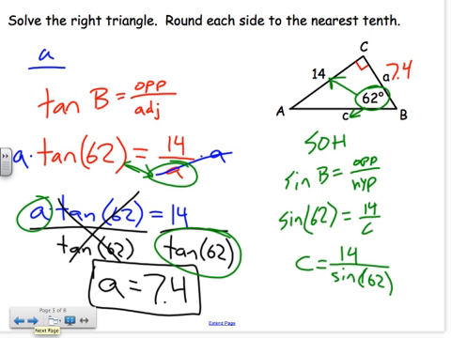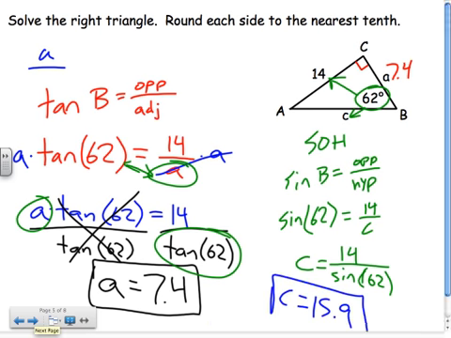Multiply by C on both sides. And so I'm going to go 14 divided by sine of 62, and we get 15.9 after I round up. So there we go, we solved for the two sides. And if I wanted to find the third angle measure, that's pretty easy because the triangle adds up to 180. So I know that this is 28 degrees.